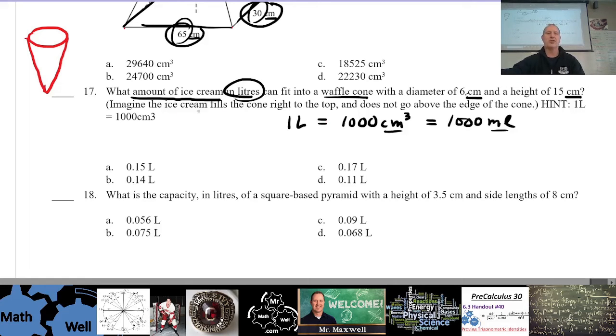So a cone. Now think about this. The ice cream fills the cone right to the top, but it doesn't go over the edge. So what are we talking about? We're talking about the volume inside a cone, right? Or what is the capacity of this cone? So what's the volume for a cone? Remember, a cone is like a pyramid. A cone is a circular pyramid. Pi r squared times height divided by... Exactly. Pi r squared h divided by 3.